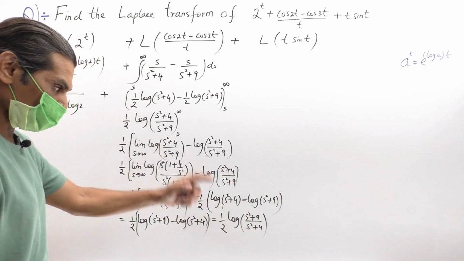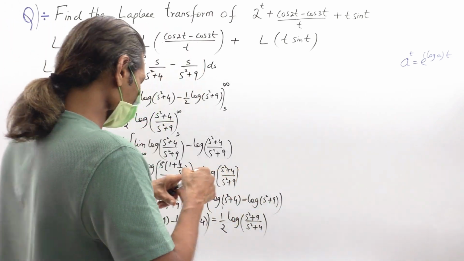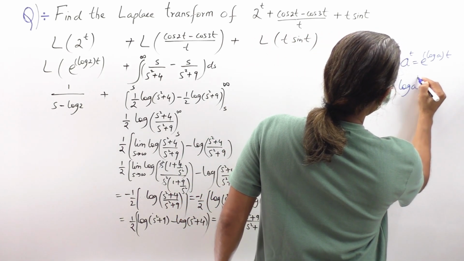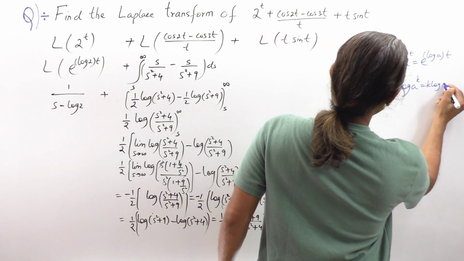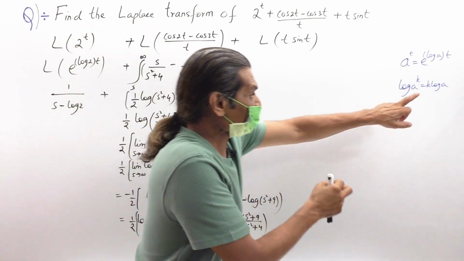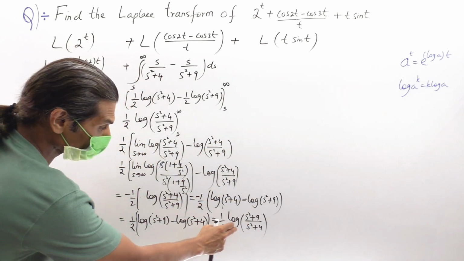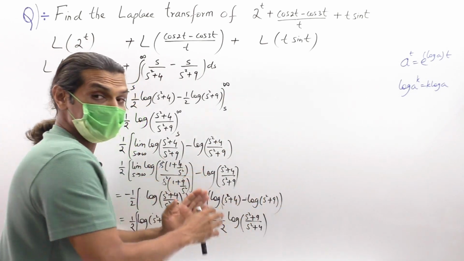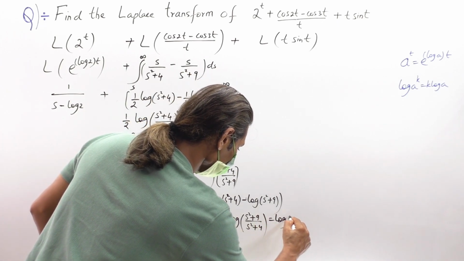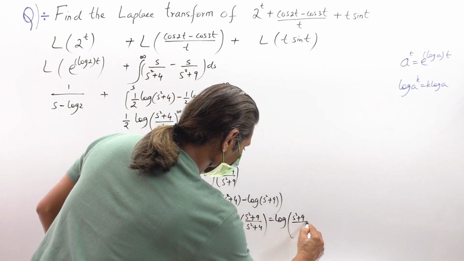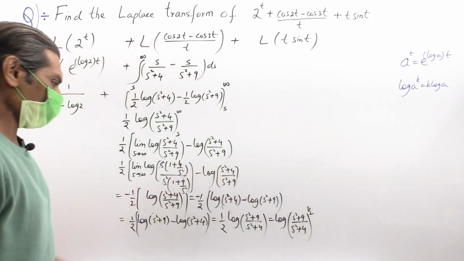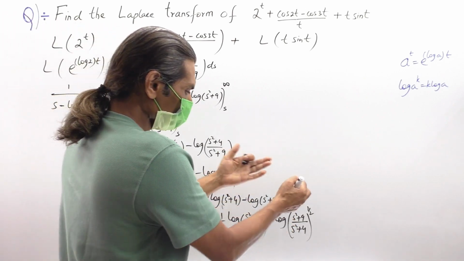Again, if you remember, there is a property in logarithm. The property was log of a raised to k is equal to k log of a. Right? That means k log a is log a raised to k. So this will be again log of (s square plus 9 upon s square plus 4) raised to 1 by 2. Raised to 1 by 2 means it is root. Okay. So this is the answer.